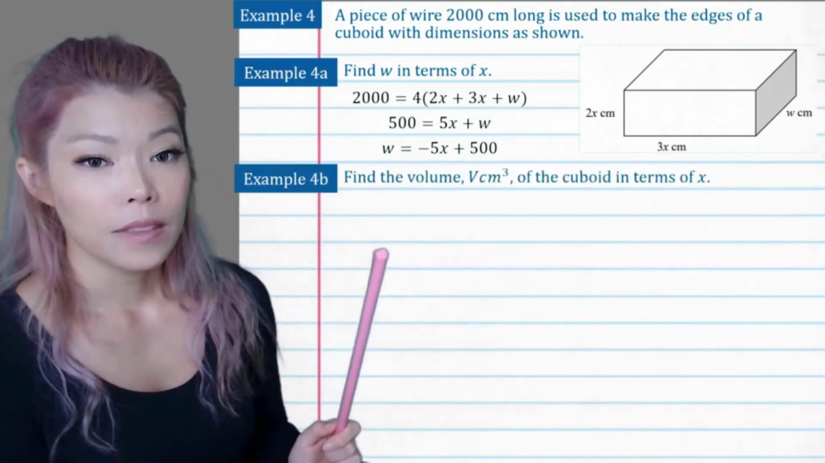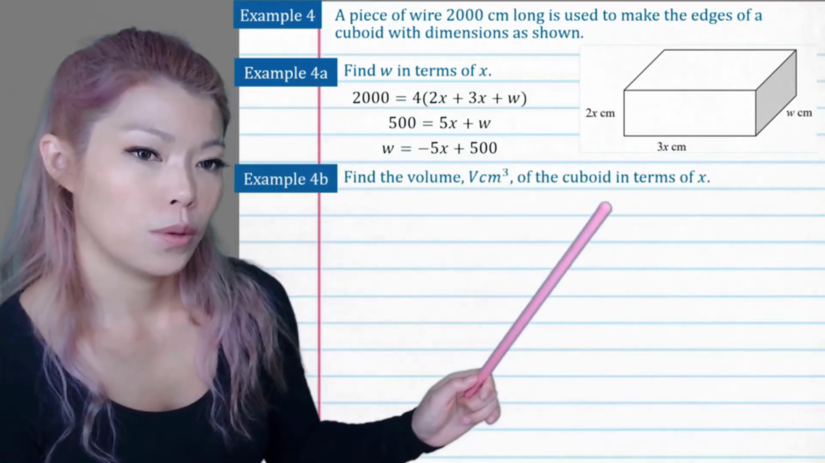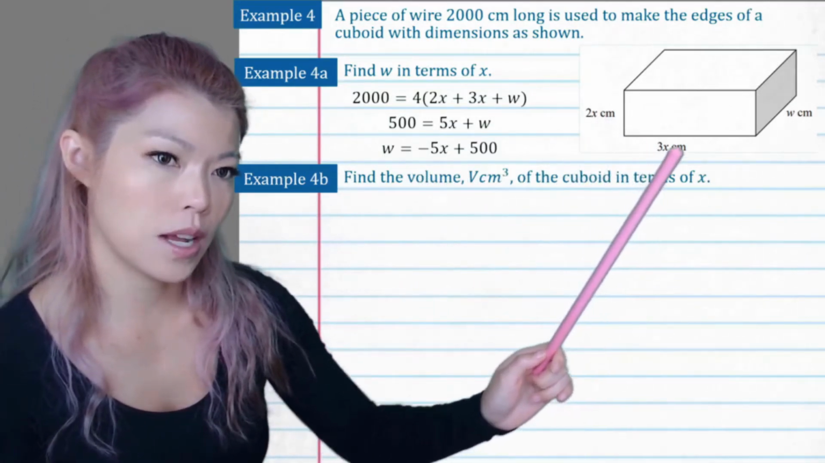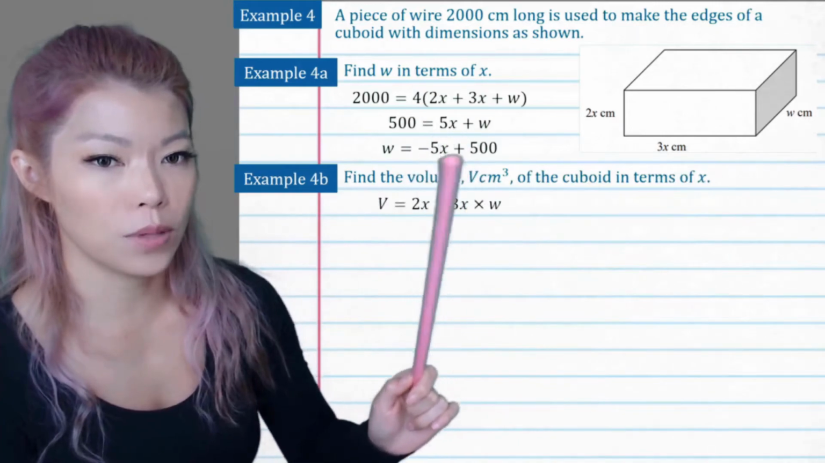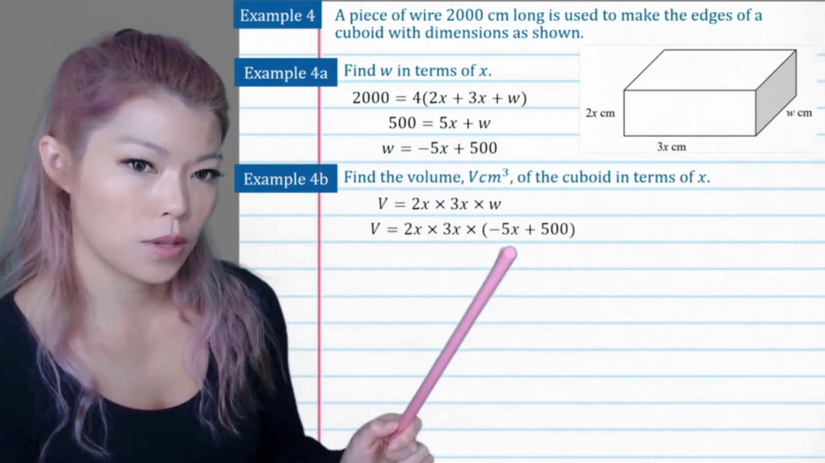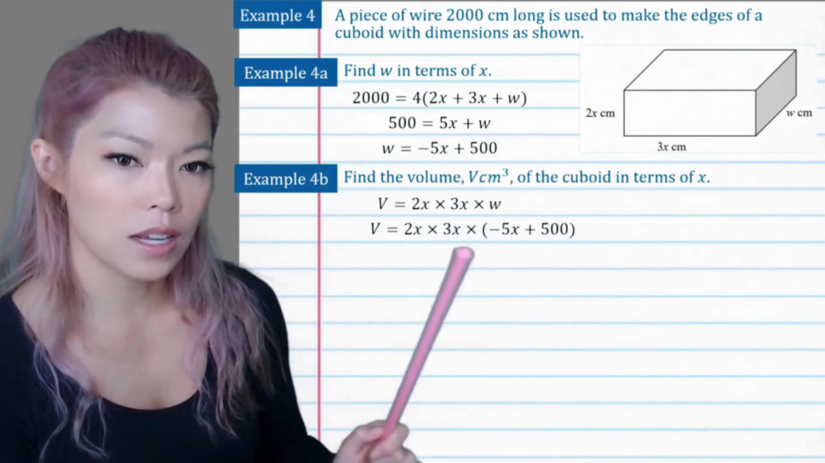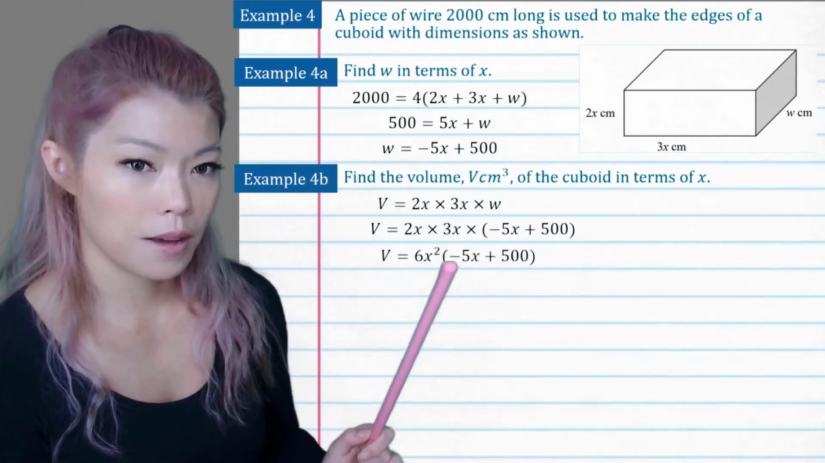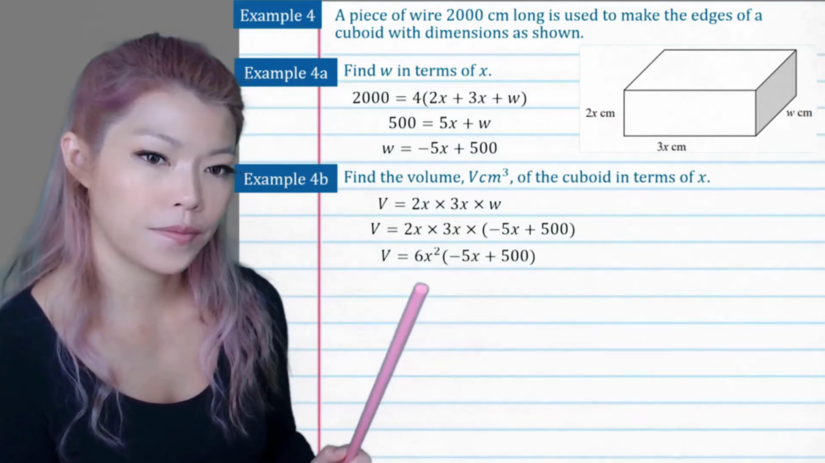For B, find the volume of the cuboid in terms of X. So the volume would be 2X times 3X times W, and we know what W is. So we substitute the W in, minus 5X plus 500. So now 2 times 3 is 6X squared, times minus 5X plus 500.